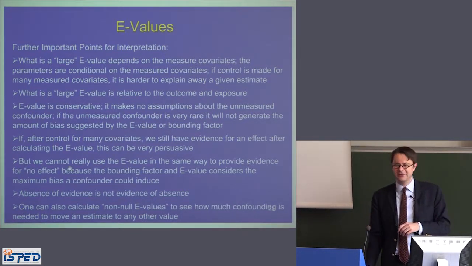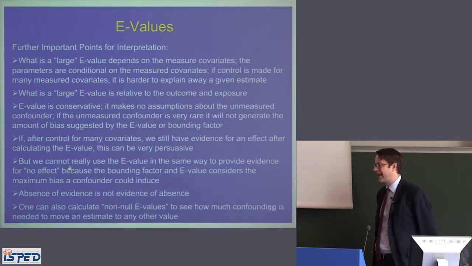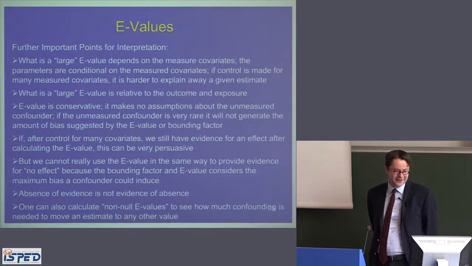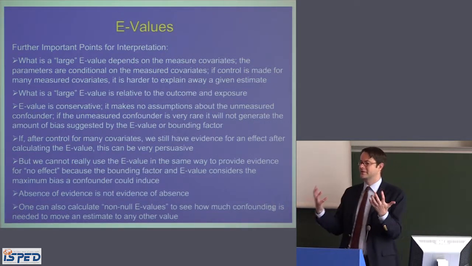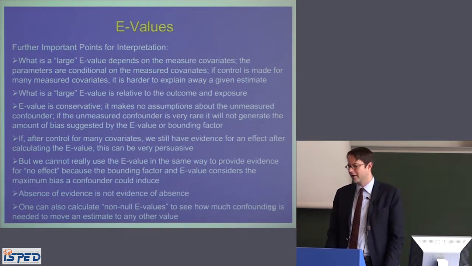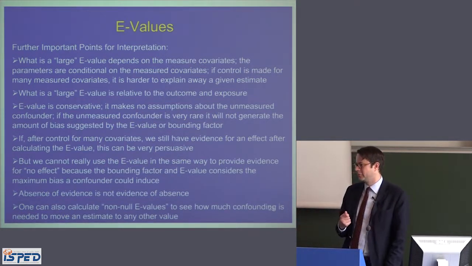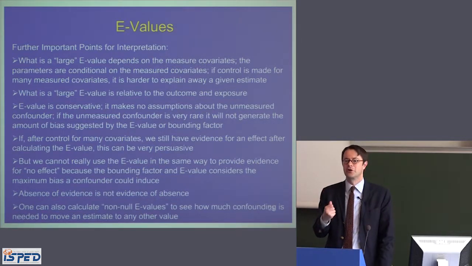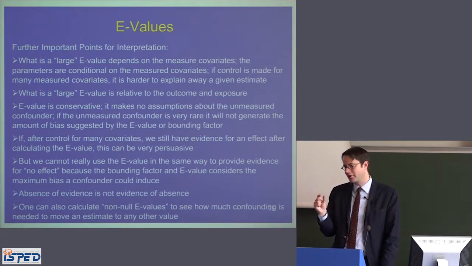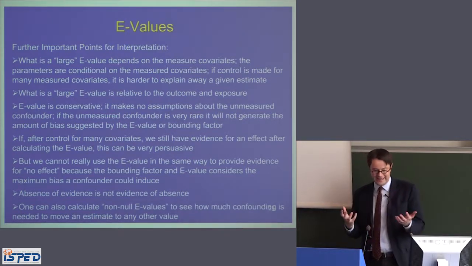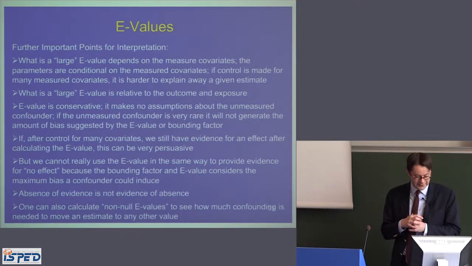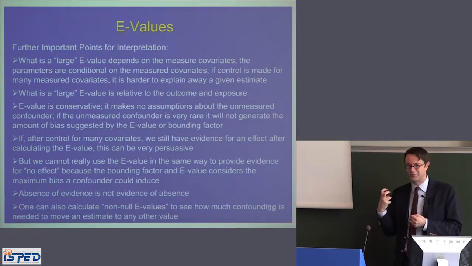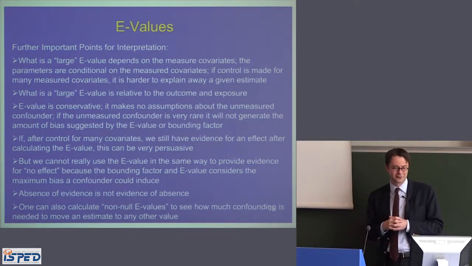But we can't really use the e-value in the same way to argue for the absence of an effect because this e-value is conservative. So what we can say is from the study, we don't really have much evidence one way or another. But what we really can't say using this e-value approach is that we have strong evidence that there is no effect whatsoever. A small effect or a zero effect really can only be firmly established, I think, in a very large randomized trial. So absence of evidence, again, is not equivalent to the evidence of absence for an effect.